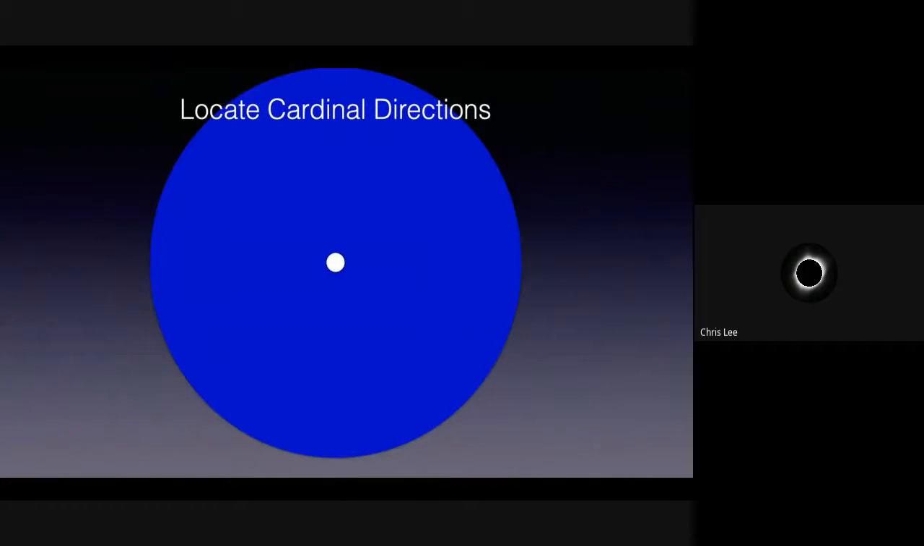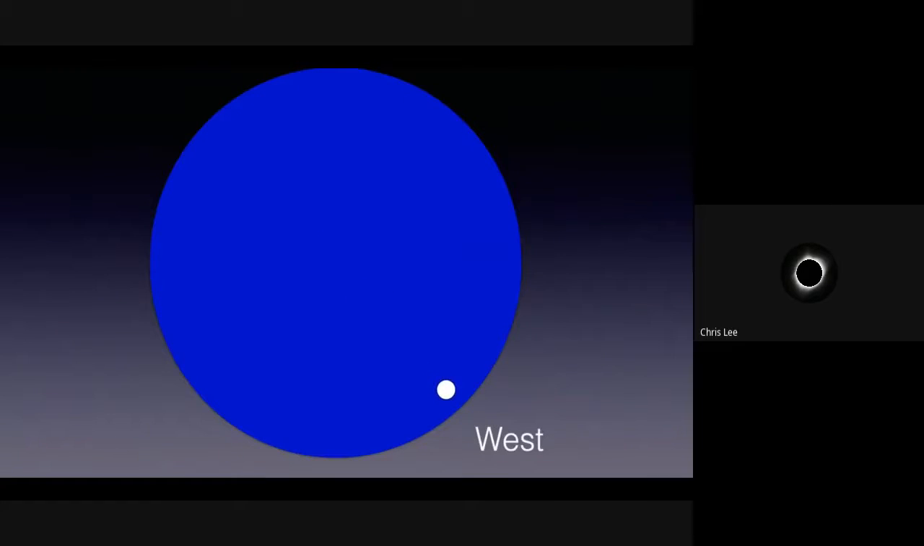To locate your cardinal directions, place your object in the center of your field of view. Turn off your tracking if you're using it and watch to see where the object drifts. The place the object exits is west. Mark this on your paper.